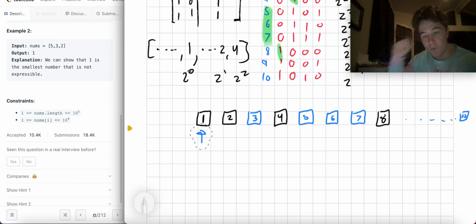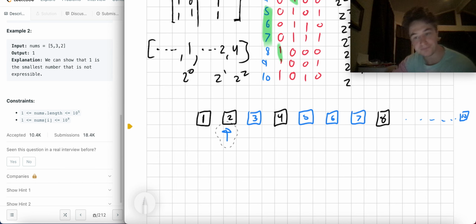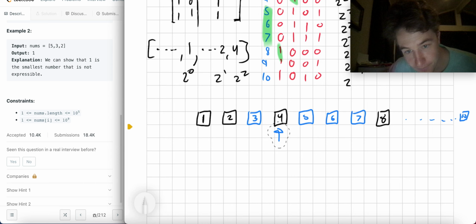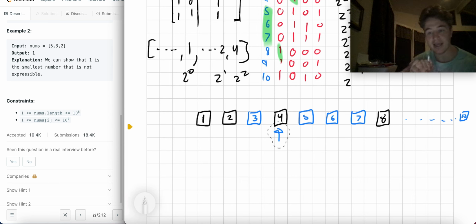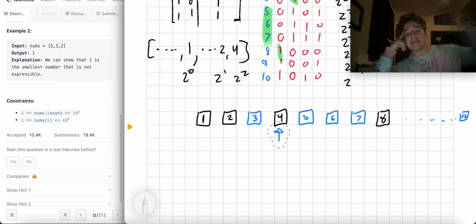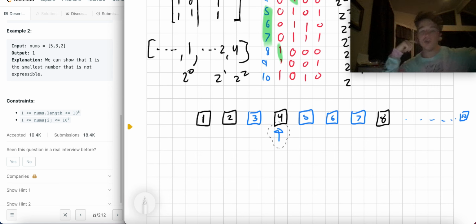But if 1 is in the system, we have to look at 2. Now we're looking at 2, assuming that 1 is in the system. If 2 is in the system, then we can create 1, 2, and 3 using an expressible OR, regardless of what else is in the system, right? So then we look at 4. If 4 is in the system, then I've already established that 1 and 2 are in the system. So with 1, 2, and 4, I can create everything up to 8.